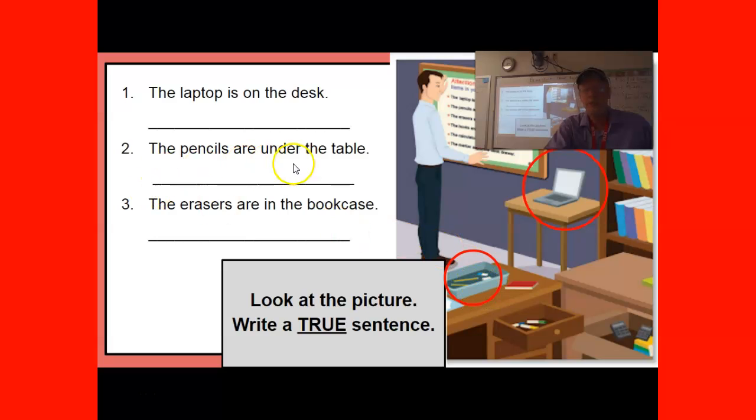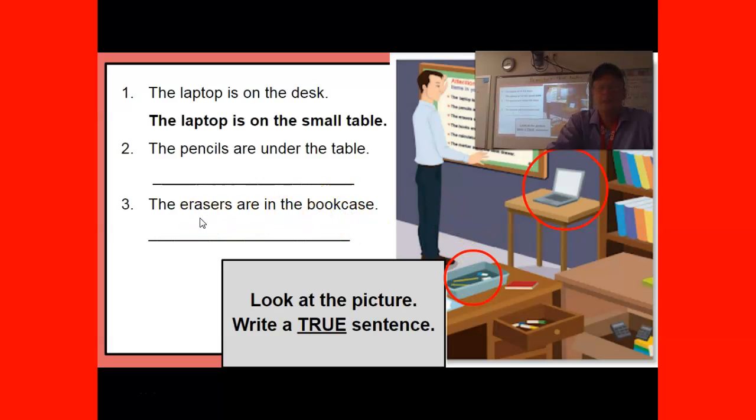All right, the pencils are under the table. Can you make it true? No, they're not under the table, are they? Look right here. Yeah, good. The pencils are on the desk or in the box, or they call it basket. Number 3. So that's number 2.